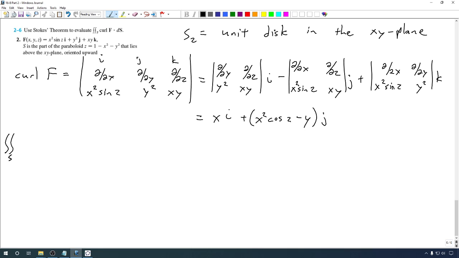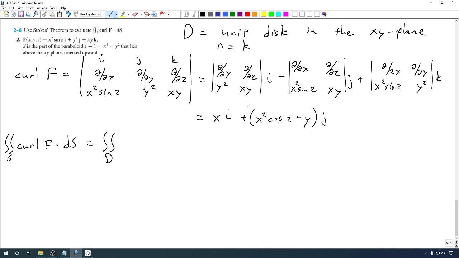The integral over S of our curl, of course, is the same as the integral over our unit disk, S2. Maybe instead of calling that S2, let's call it D, D for disk. Plus, it's a region in the xy plane, so why not? Also, I didn't mention that because we are working with something in the xy plane, our normal vector is going to be k. It's the upward orientation for a region in the xy plane.